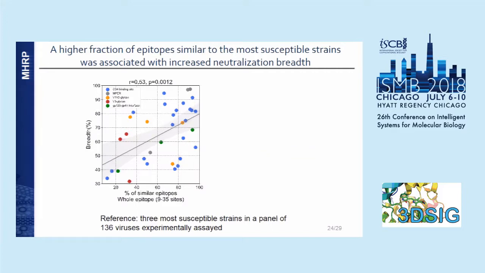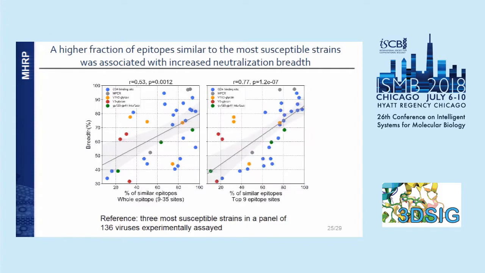We also tried the epitope similarity. So we have the neutralization panel. We select the 3 most susceptible strains in this neutralizing assay, and then we find the fraction of similar sequences in our data set to those reference sequences. Here the x-axis is the fraction of similar epitopes, and the y-axis is neutralization breadth. In this way, we found that the correlation between the fraction of similar epitopes and the neutralization breadth is statistically significant, but the correlation coefficient is not very high.